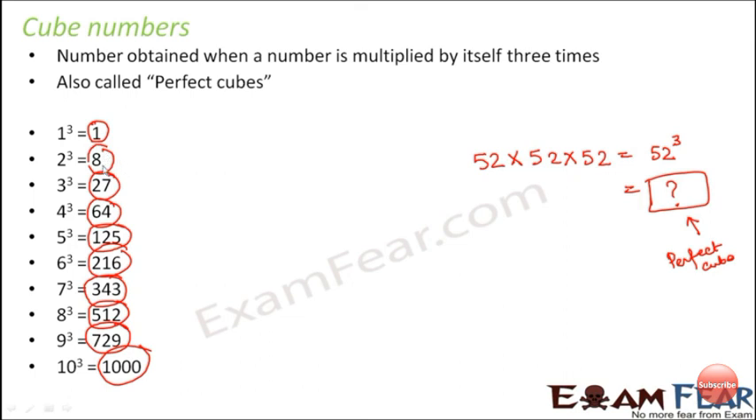Similarly, all the numbers which are missing between 8 and 27 are also not perfect cubes. So these are some special numbers which are perfect cubes. So in this lesson, we are going to talk about these cube numbers or perfect cubes.